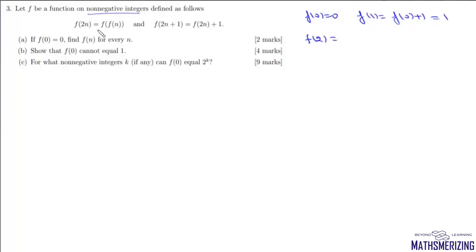Now we'll find f2. So if we put n as 1, we'll get f2. So it'll be f of f1, and f1 is simply 1. So it'll be f1, and f1 is simply 1. Now we'll find f3.